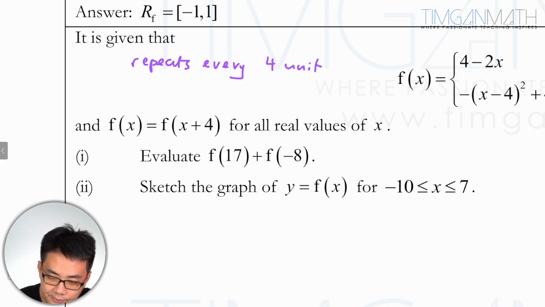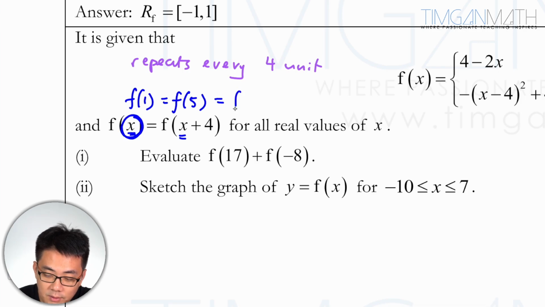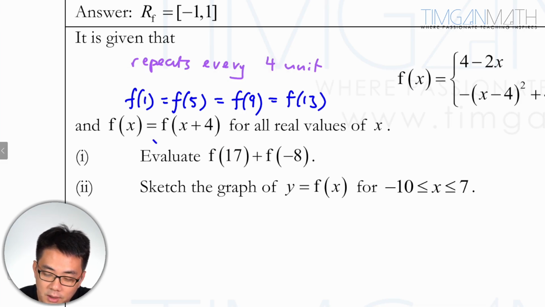So, for example, if x is 1, so let's say f(1), then this will be equal to f(5). Agree? So if x is 5, then it will be equal to f(9). You can just keep going on forever. If you sub the 9 inside here, this will be f(13). Then you keep going on. You just keep adding 4 to it, and you'll get f(17) and so on.